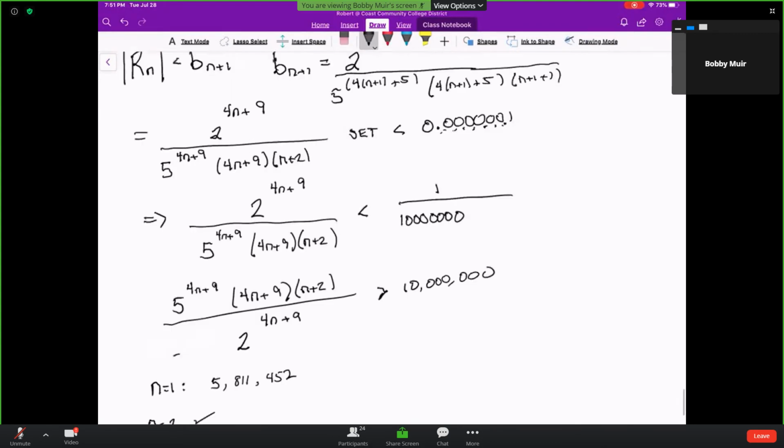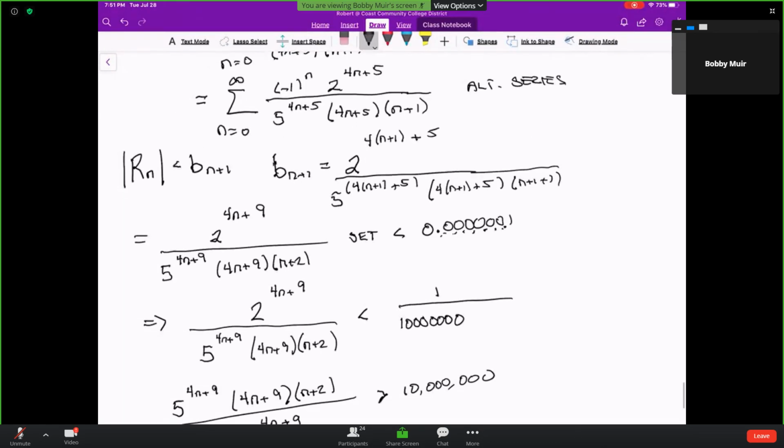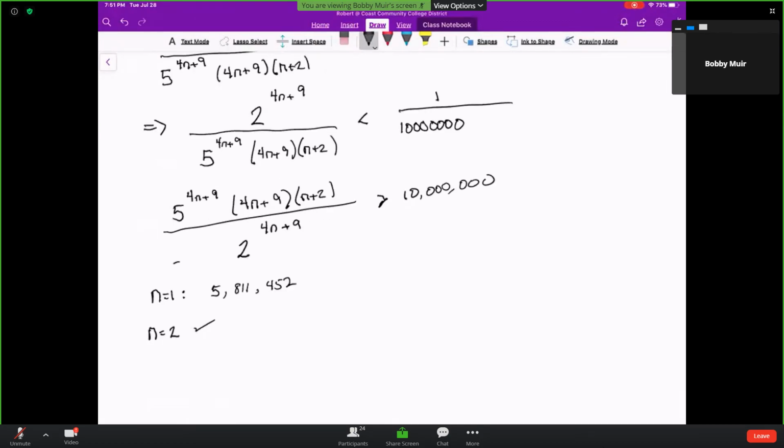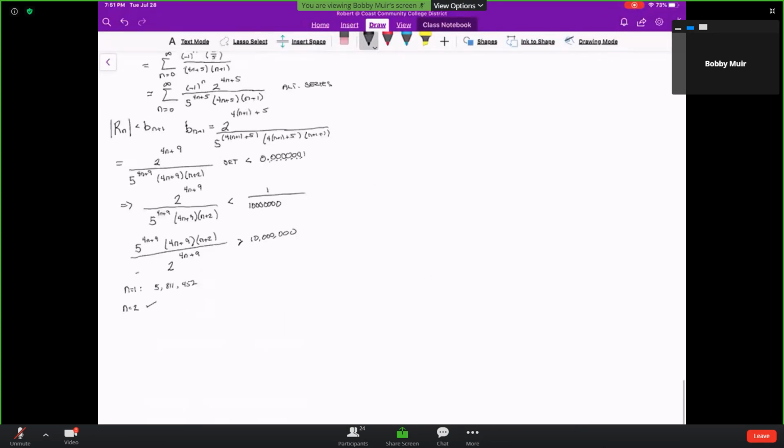Okay, so now we got to go back up to our sum. Okay, so there it is. And it's a mess. So n equals 2. So let me shrink this. So back in my sum, let me erase all this. So back in my sum, I've got the sum starting at 0, going to infinity, (-1) to the n, 2 to the 4n plus 5, divided by 5 to the 4n plus 5, times (4n plus 5), n plus 1.